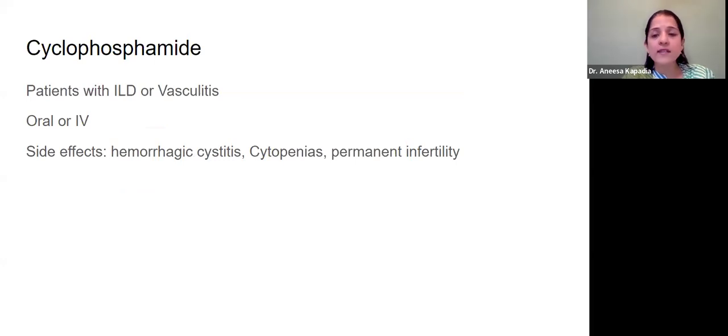In patients who have very severe myositis, or those who have interstitial lung disease or vasculitis, we might also need to give cyclophosphamide, mostly as an induction therapy. This is nowadays used more IV. Earlier, we did use a lot of oral cyclophosphamide, but it has severe side effects which have to be looked out for, such as hemorrhagic cystitis, cytopenias, and of course, in women, it can cause infertility.